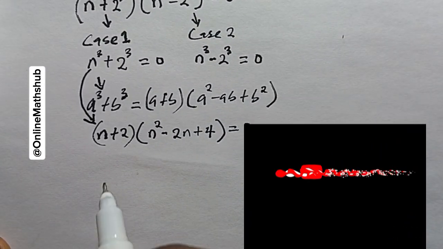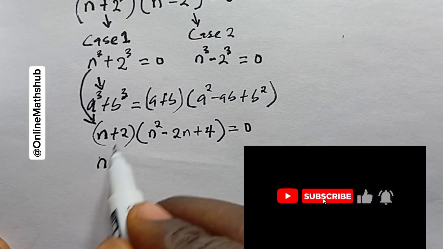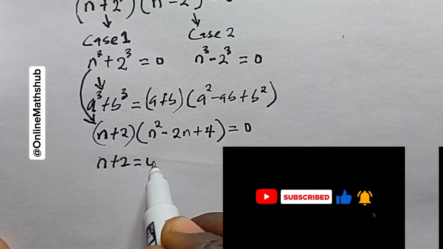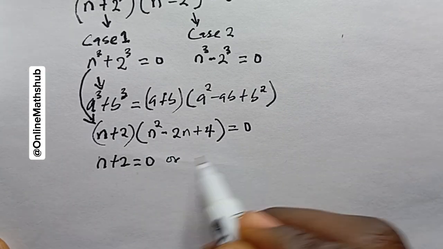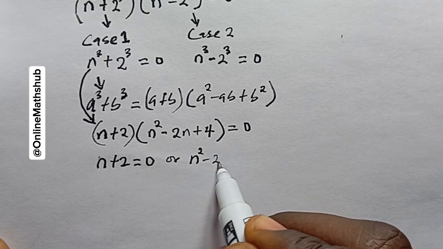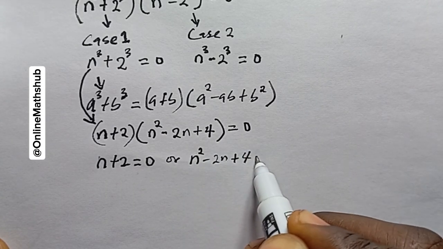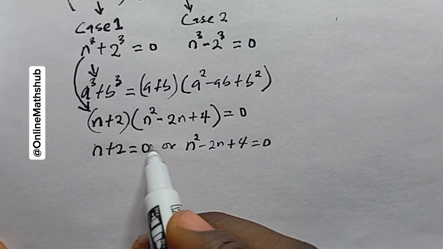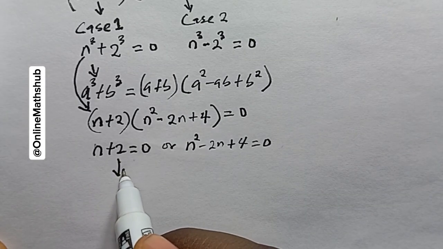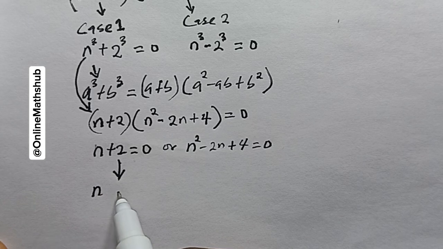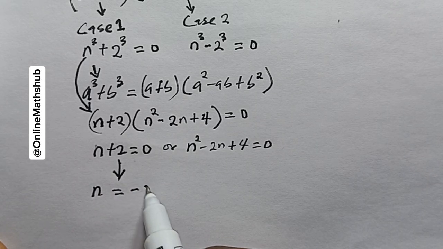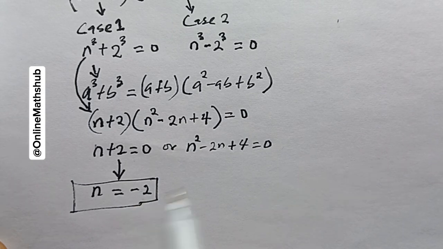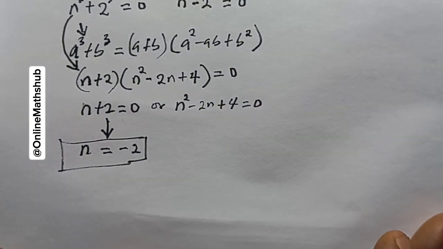Applying the zero product rule again, we can see that n plus 2 has to be equal to 0, or this term n squared minus 2n plus 4 has to be equal to 0. If the first is the case, we can see clearly that n will be equal to -2. So this will be the first value of n that will satisfy the problem we are solving.